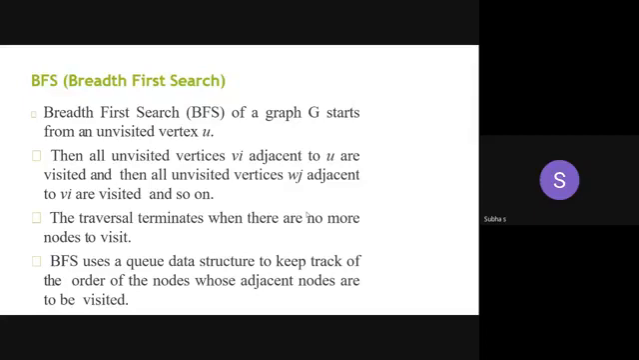Here the very, very important thing we are going to use is we are going to implement the queue data structure. Why we are using the queue data structure means to keep track of the order of the nodes, because we have to know which vertex is visited first, which vertex is visited next. Like that we have to know. Then only we will know whether that particular vertex was already visited or not. So here we are using the queue data structure.